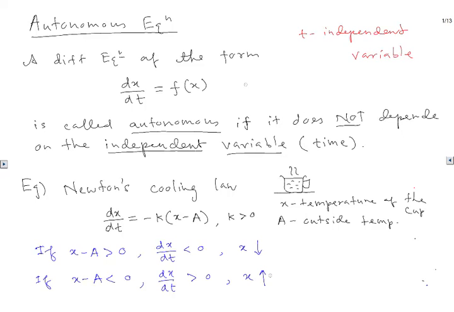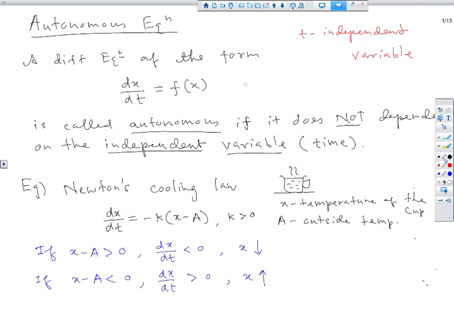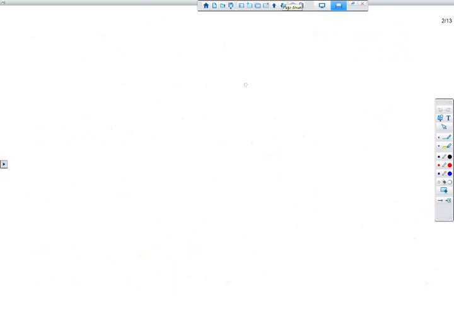So let's look at this in a graph. What does the graph look like? The x-axis here is x, the dependent variable, and this is the time variable. We know that x equals a is a solution, so this is the x equals a solution.